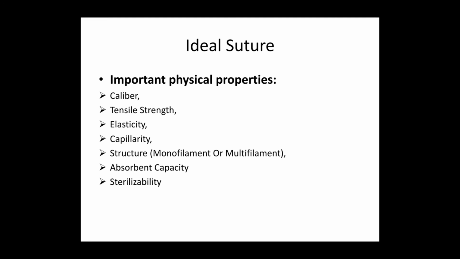There are certain characteristics that a suture material should have to call it an ideal suture. Important physical properties are the caliber and the strength. The tensile strength of any suture material is very important, because if you are using a suture material with less tensile strength but it has to stay in the body for longer, for example if you are planning for anastomosis, the tensile strength should be good enough and the holding capacity should be long enough.